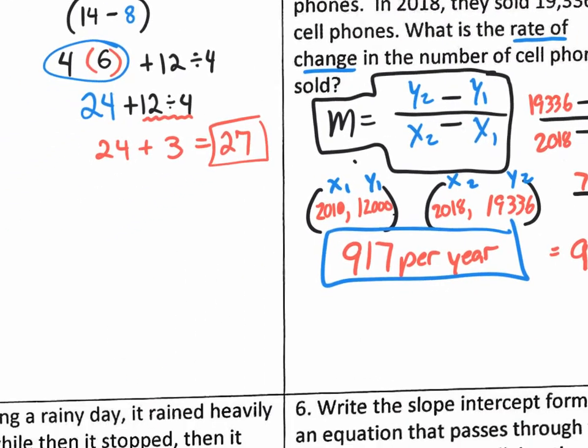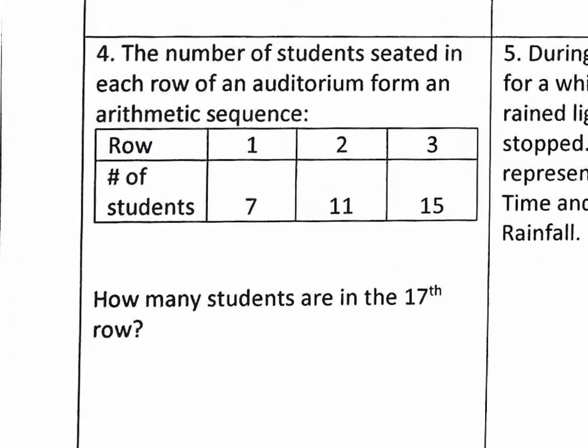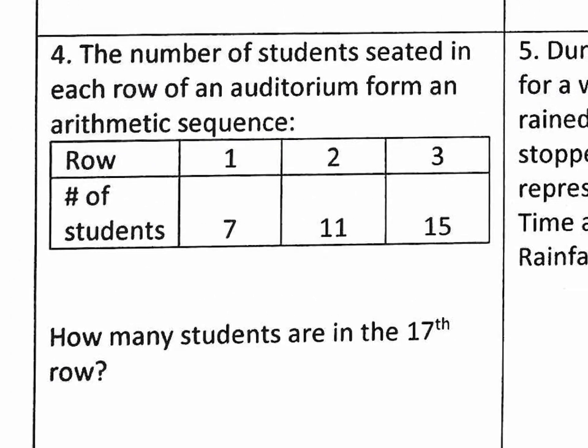Let's move on to number 4 over here. Here's another one that I know some students freak out with because they see tables and they freak out, right? The number of students seated in each row of an auditorium form an arithmetic sequence. So this is an arithmetic sequence, and they tell you that in the first row you have 7 students. In the second row there's more, there's 11. In the third row there's more, there's 15.